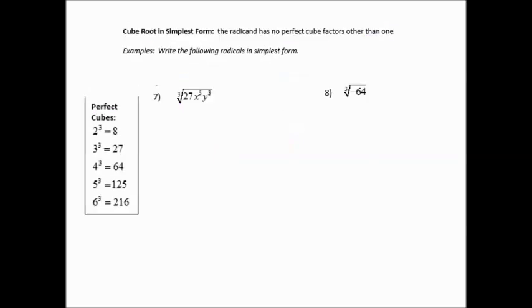Let's take a look at one more example. Let's take a look at number 7. So I'm going to do the same thing as I did with my square root with exponents. I have the cube root of 27 I'm going to look at by itself. The cube root of 27 is actually a perfect cube. It's on my list. I know the cube root of 27 is going to be 3.